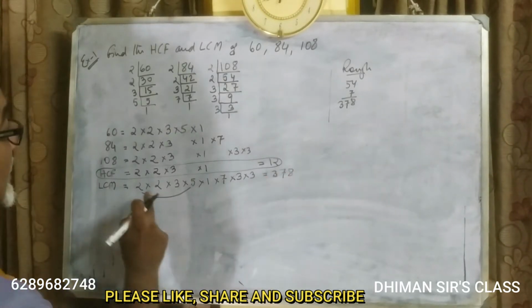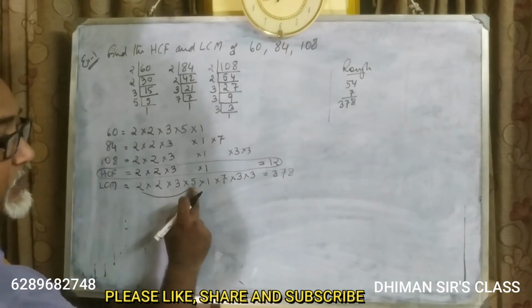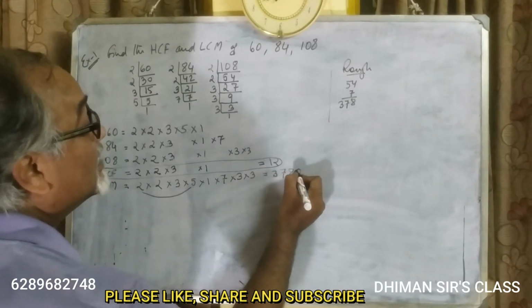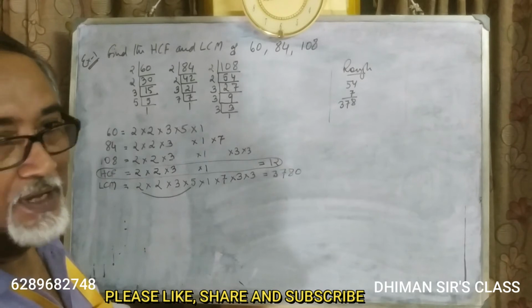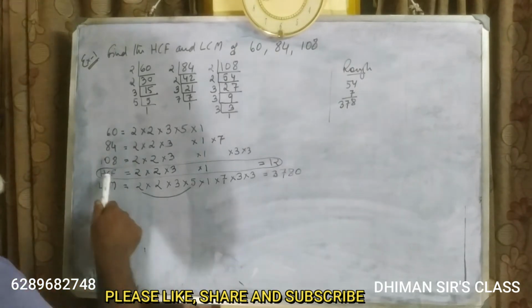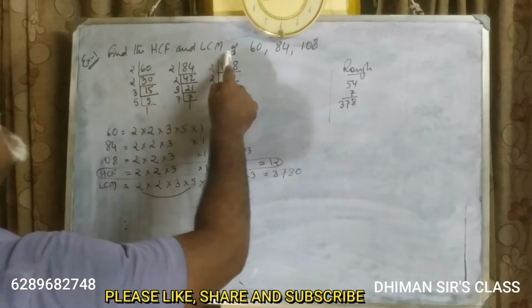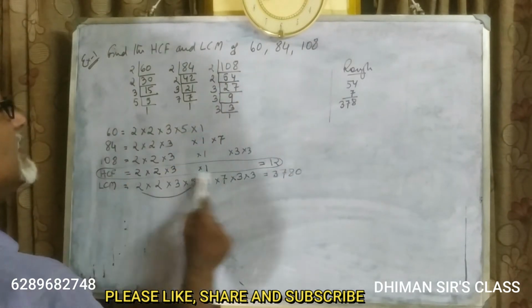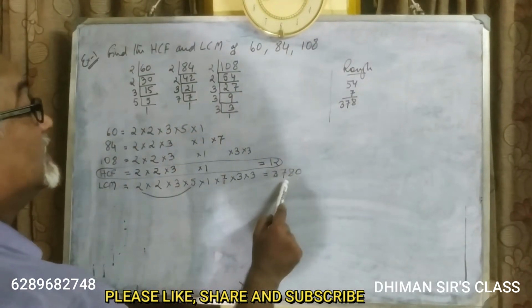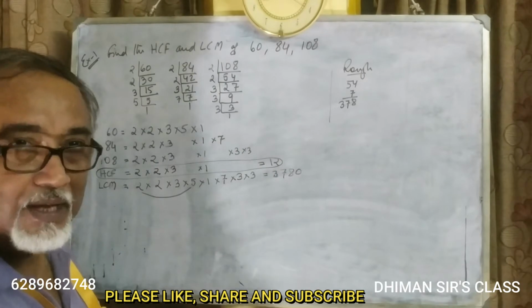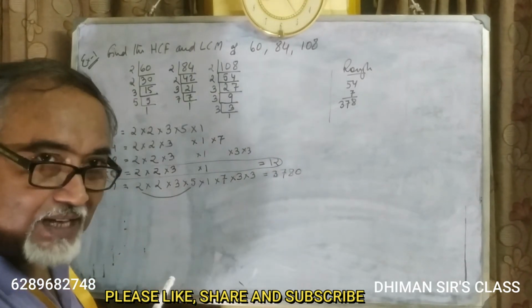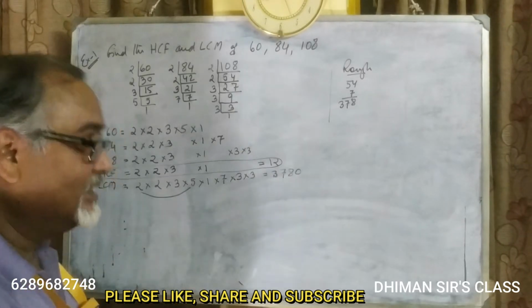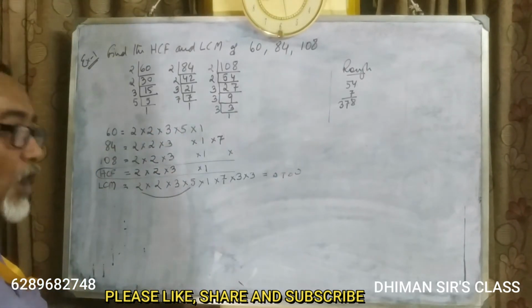Yes, sir. You have not taken into account this 2 and 5? Simple. That is why we kept 2 and 5 separate. So here we were asked to find the HCF and LCM of these three numbers. We got HCF 12, LCM 3780. Clear, students? Remember, we have done the same thing in class 6, isn't it? Yes. Now, pause the video, copy it down.